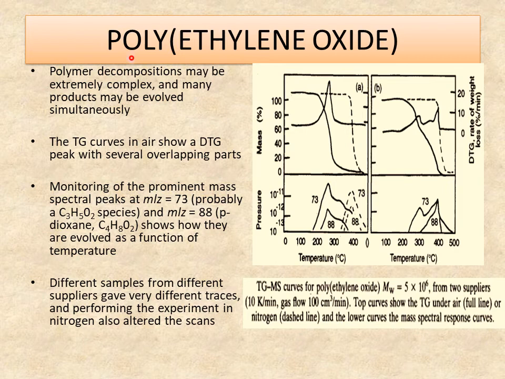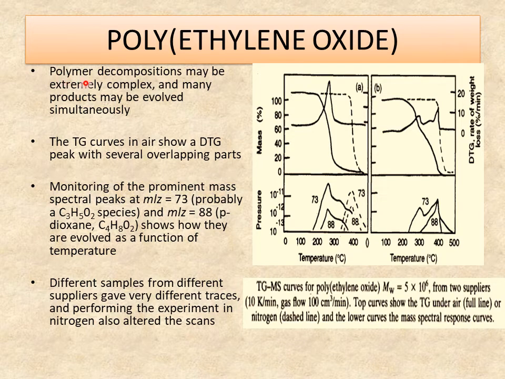So next one is an example of polyethylene oxide, and here are the curves for this one. These are TGMS curves for polyethylene oxides, and the samples are taken from two different suppliers, shown as A and B, and these are run in two different conditions. The top curves show the TG under air as full line, while the dash line shows nitrogen, same as the case over here. While these lower curves are the mass spectral response curves.